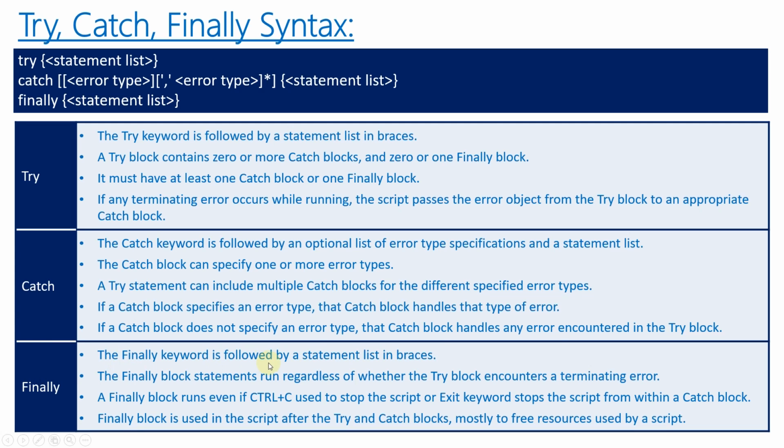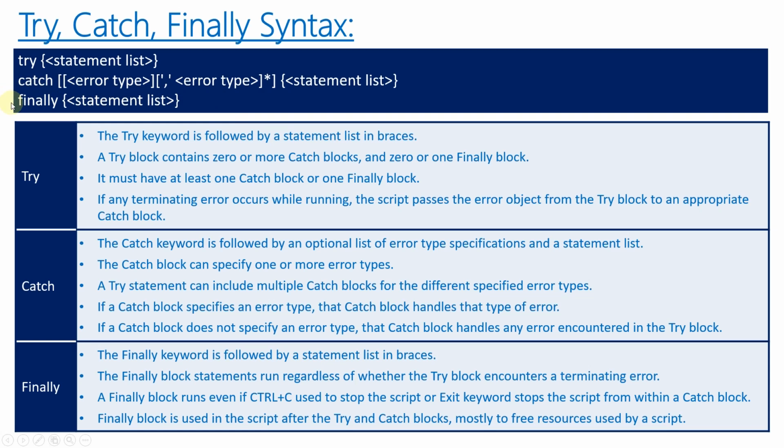This is followed by a statement list in braces. First we write the finally keyword, then the statement list in braces. One more feature of the finally block is that it will run regardless of whether the try block encounters a terminating error. Whether an error occurred or it ran successfully, in both conditions the finally block will be executed. If we press Ctrl+C or we have written the exit keyword in the catch block, in that condition also the statement list within the finally block will be executed.